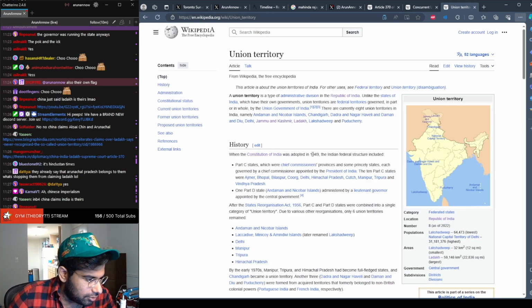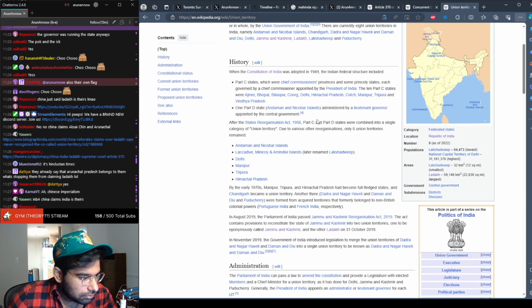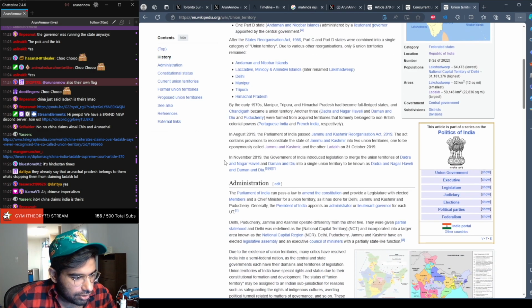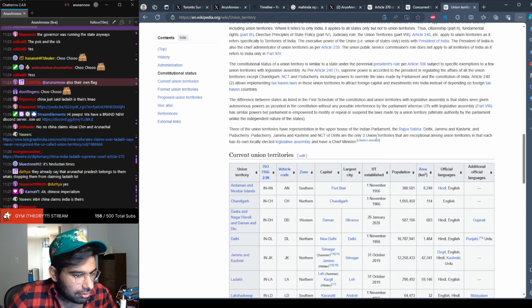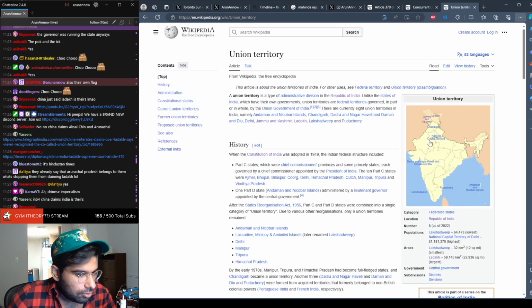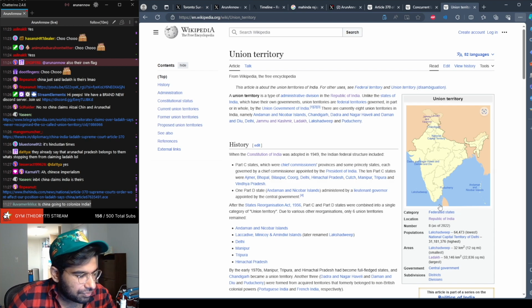Now, union territories are directly administered by the central government. The way you can think of union territories is that Washington, D.C., for the Americans, is an American union territory. They are directly governed by the central government, Congress, and they do not have the same rights as a state.